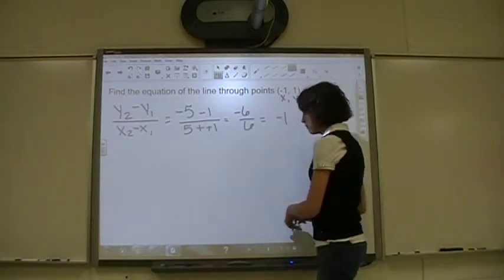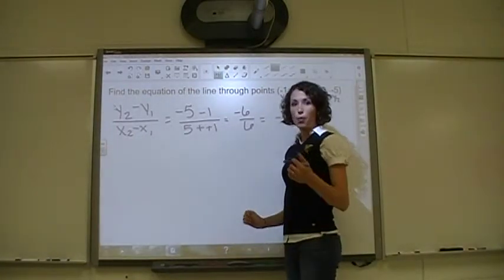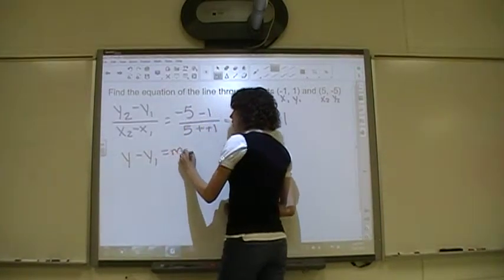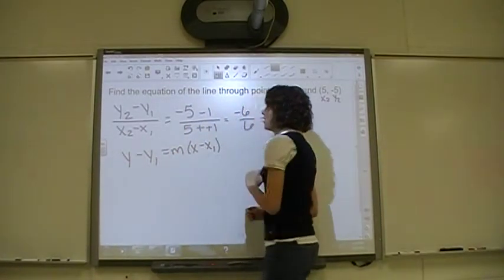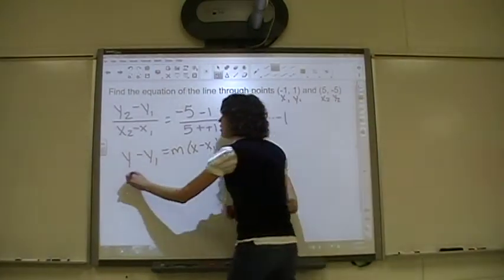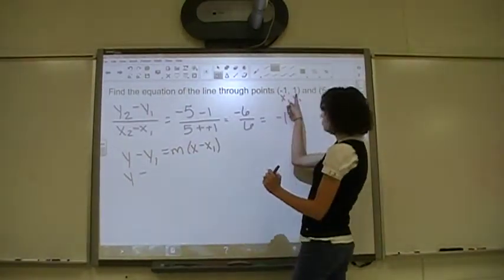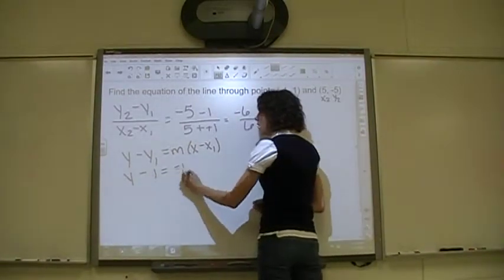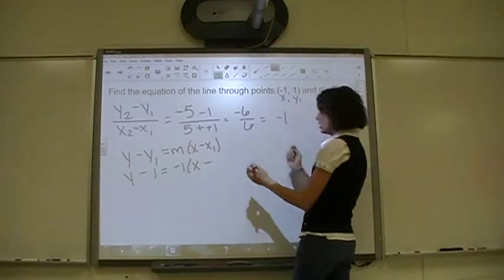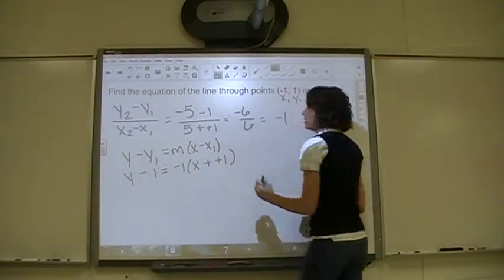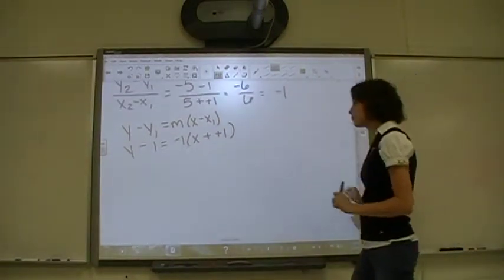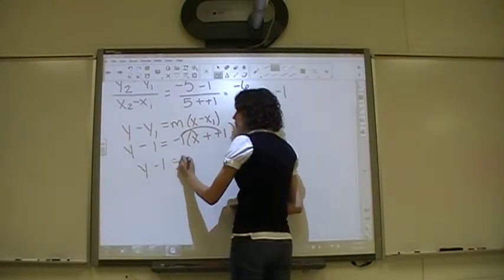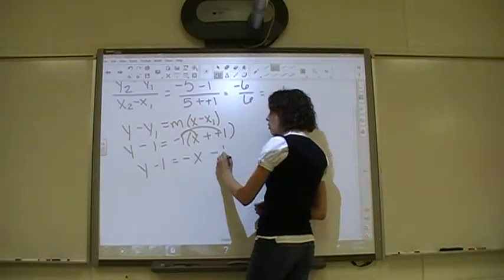Let's go ahead and just pick the first one, and we're going to plug it into our point-slope form, which is y minus y sub 1 equals m, then in parentheses, x minus x sub 1. So let's plug it in. Y minus my y sub 1, which is 1, equals m, which is -1, times x minus my x sub 1 is a -1. So we get plus plus there inside those parentheses. Distribute your -1.